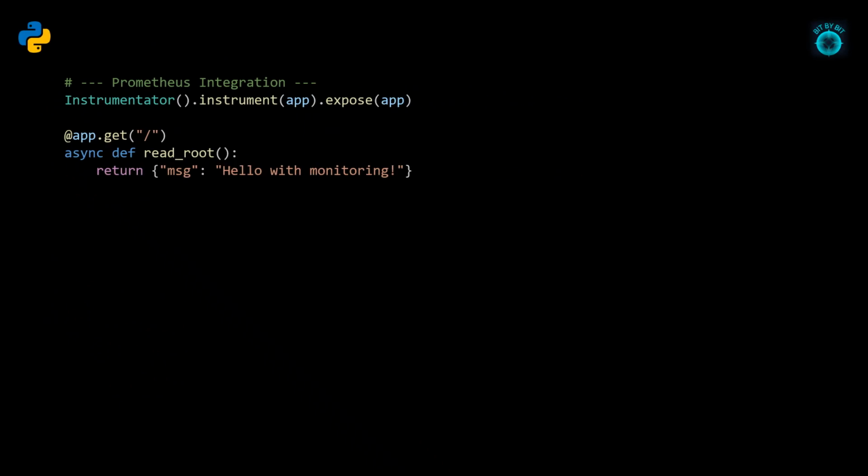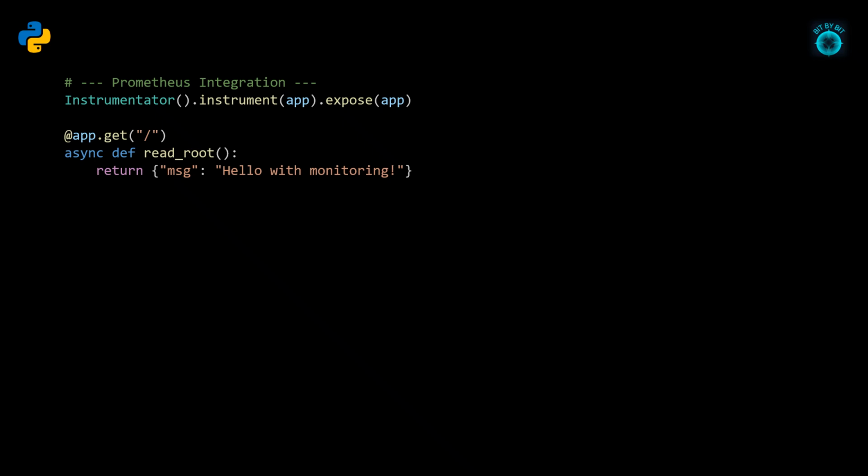Next, we integrate Prometheus monitoring. The Instrumentator class is a helper that automatically collects metrics about requests and responses. The instrument method attaches these metrics to the app. The expose method creates an endpoint at /metrics. When Prometheus visits this endpoint, it receives data like total number of requests, request durations, and error counts, all in a format Prometheus understands. Finally, we define a simple root endpoint at /. It just returns a JSON message, "hello with monitoring". This endpoint is not about monitoring itself. It just proves that our app works and can be monitored.